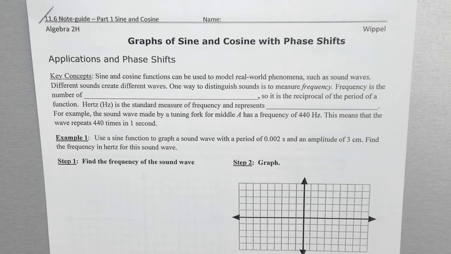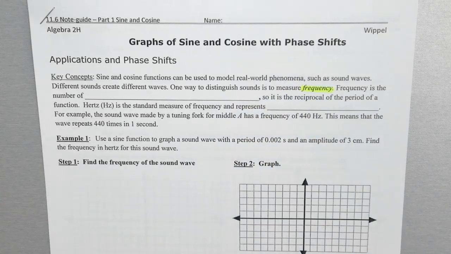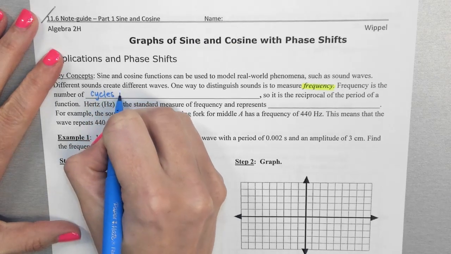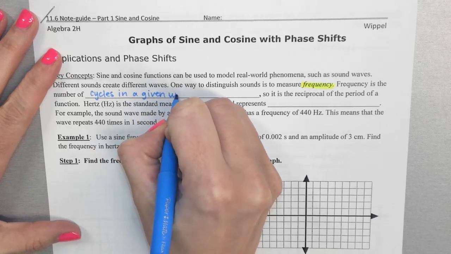So you guys either have or will be talking about sound waves in science. And when you talk about those waves, you're going to learn about frequency. So frequency just means that it is the number of cycles in a given unit of time.